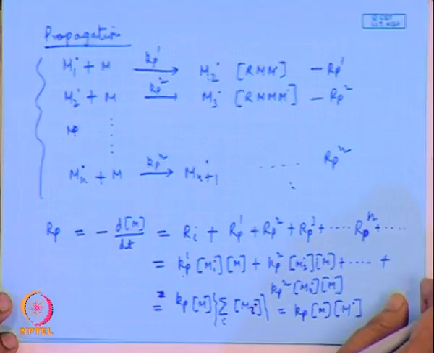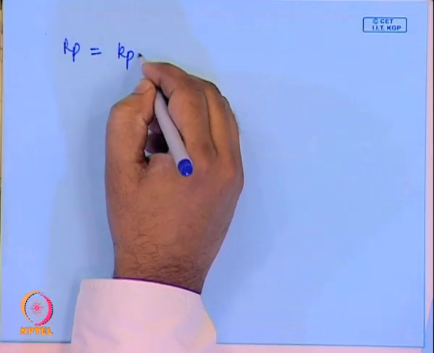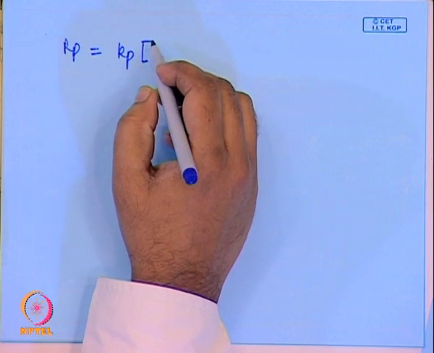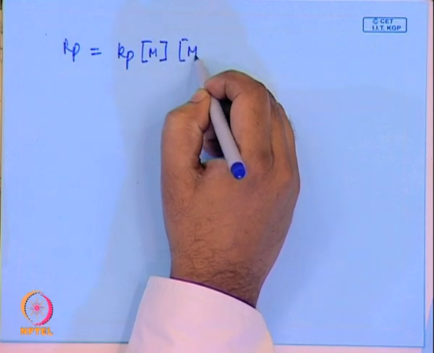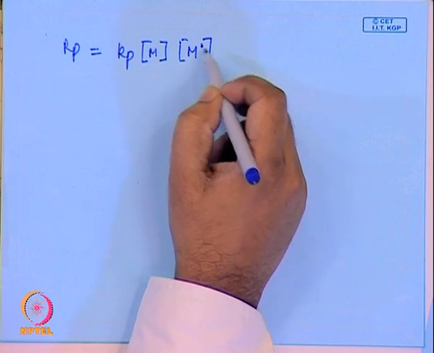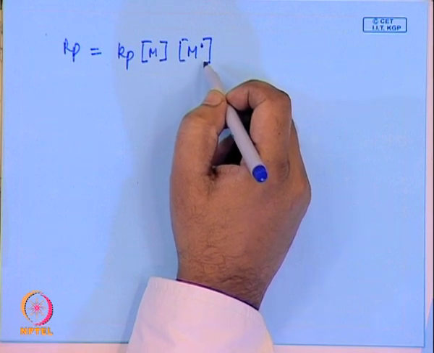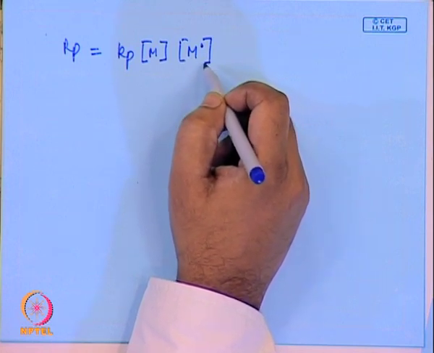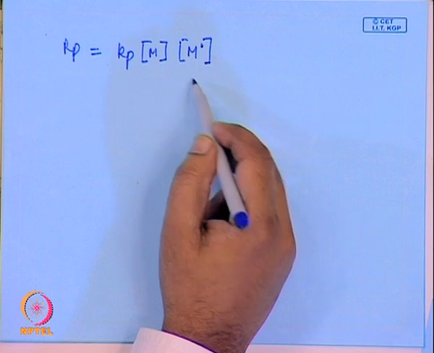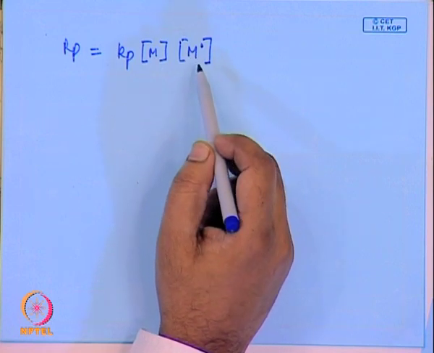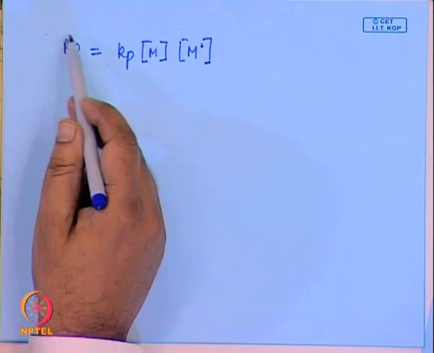So, this Rp is now given by Kp, the rate constant for all those individual steps, times the monomer concentration, times the summation of the concentration of all the propagating radicals, all the chain radicals. Okay. This is the sum of all those things. Now, this is an unknown quantity; it is very difficult to measure experimentally. So, how do you get this rate of polymerization?